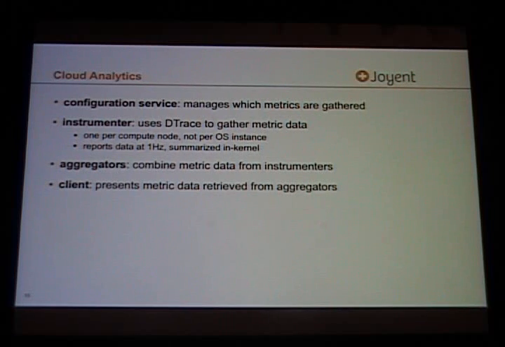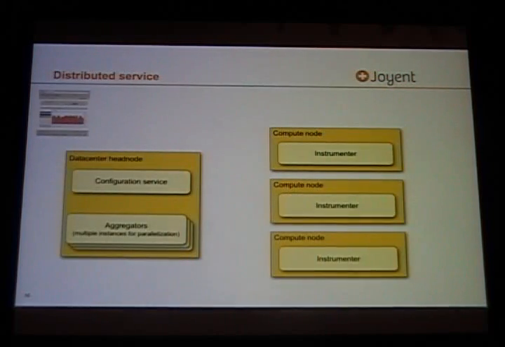These instrumenters push data at a rate of once per second to a component called an aggregator. The aggregator combines this data from multiple compute nodes and provides that directly to clients, which can request that data over HTTP. So a picture's worth 1,000 words.